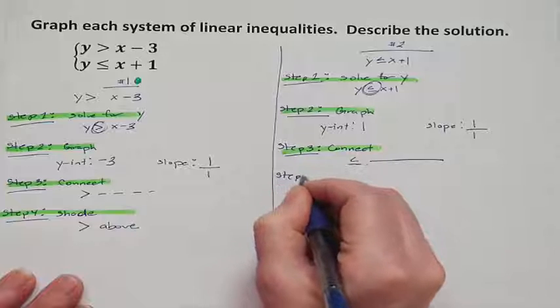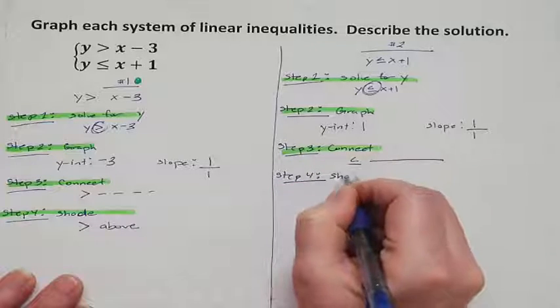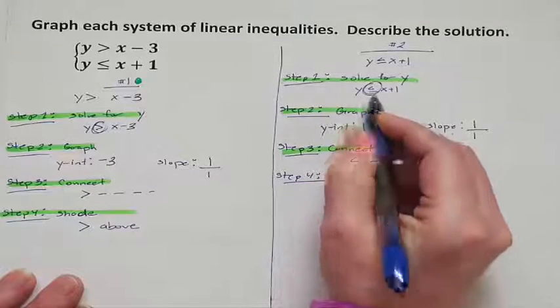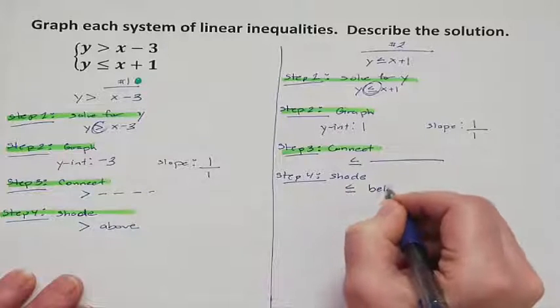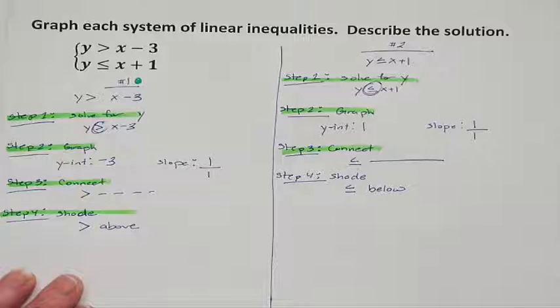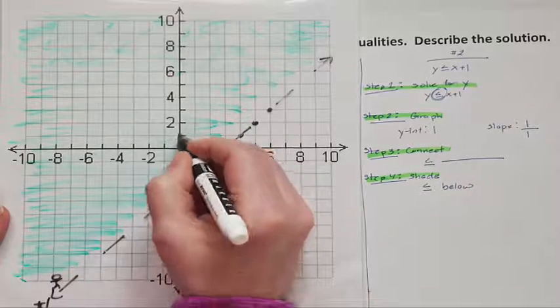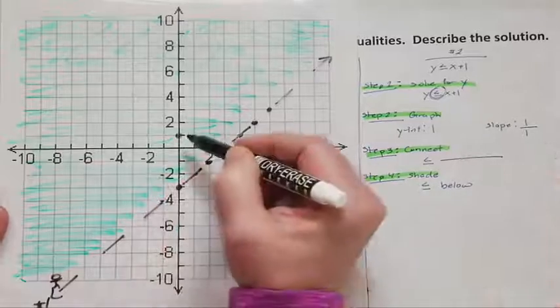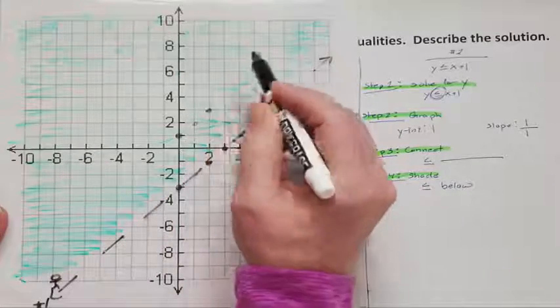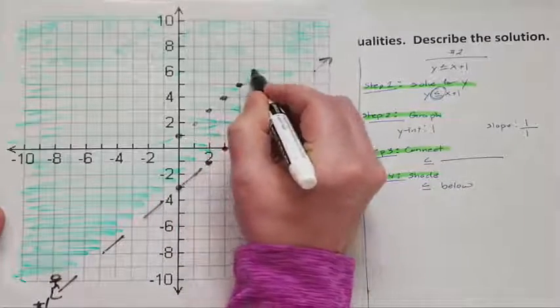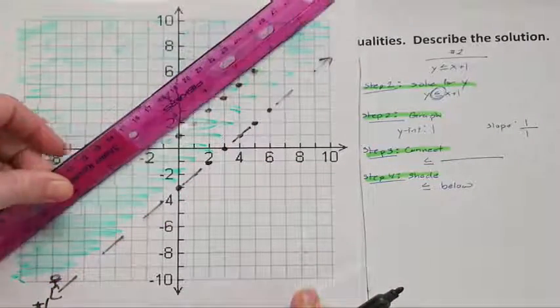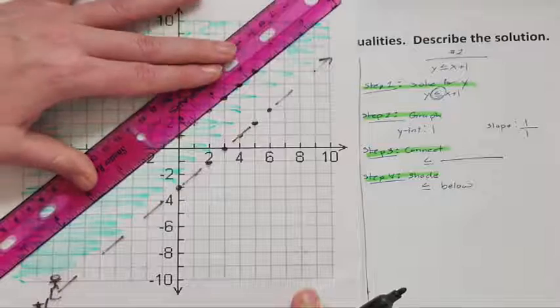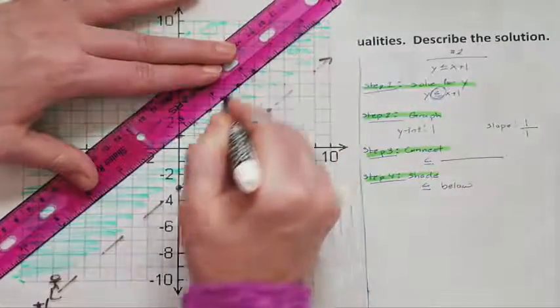And then step number 4, we have to figure out how to shade it. We look at the symbol from step number 1. This is a less than symbol. If you are shading less than, then you are always shading below Slope Dude's feet. So my y-intercept was 1. There's my y-intercept of 1. I'm supposed to go up 1 over 1, up 1 over 1, up 1 over 1. There are my few points. When I'm connecting it, it says I need to connect it with a solid line. So here's me connecting with my solid line.